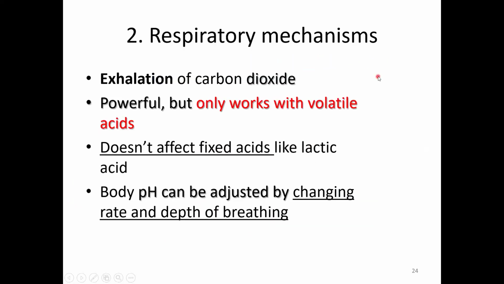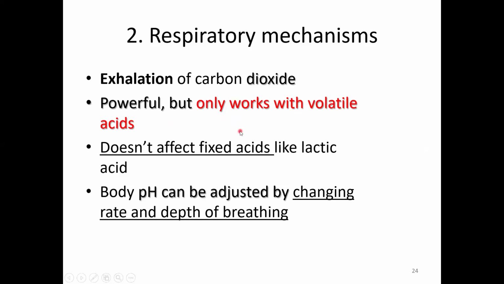Another is the respiratory mechanism. The respiratory mechanism compensates by the exhalation of carbon dioxide. For example, if the pH increases, more and more carbon dioxide can be exhaled, so less carbon dioxide accumulates in the blood and less carbonic acid is formed. So the release of carbon dioxide is very helpful in the removal of hydrogen ions. It is also a powerful system, but it only works with the volatile acid, carbonic acid, not with fixed acids like lactic acid.